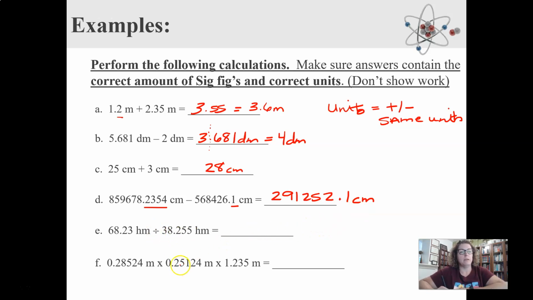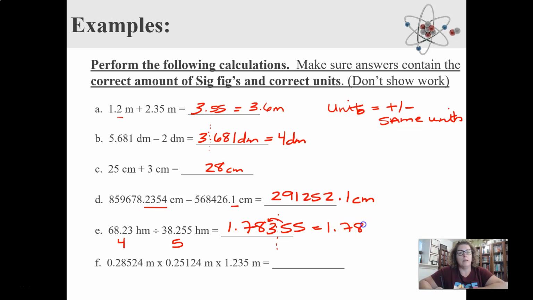Now we're going to do a little multiply and divide. So part E, we got to remember when we are multiplying and dividing, it's the least sig figs overall. So right here I see 4 sig figs, and right here I see 5. So when I plug in 68.23 divide 38.255, I only need 4 sig figs. So I get 1.78355, and I'm just going to write a couple more. And that 1.783, I'm going to cut it right there. And that number 3 has a 5 after it, so I'm going to round that 3 up to a 4.